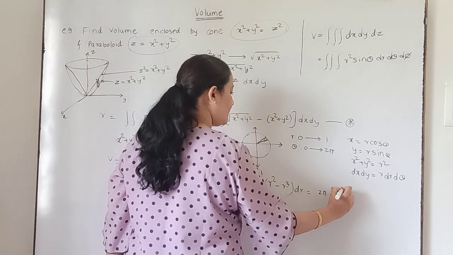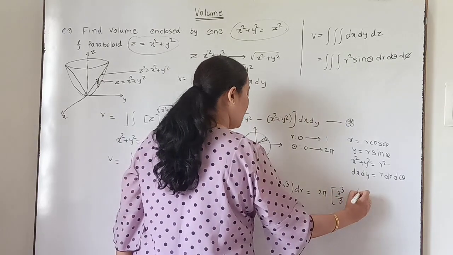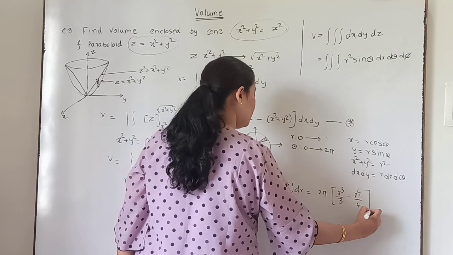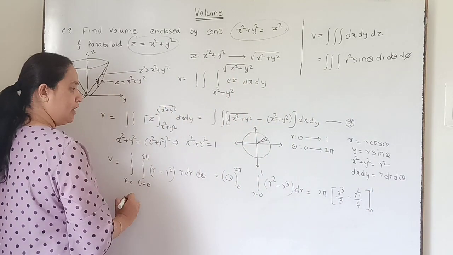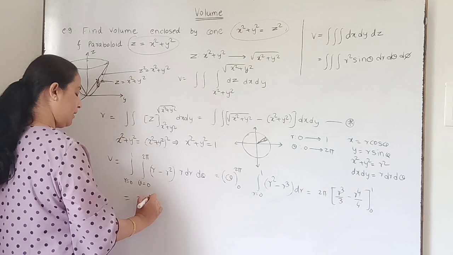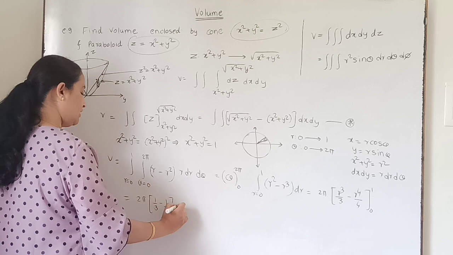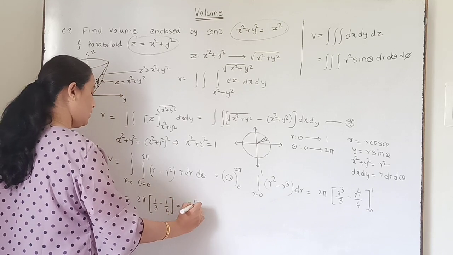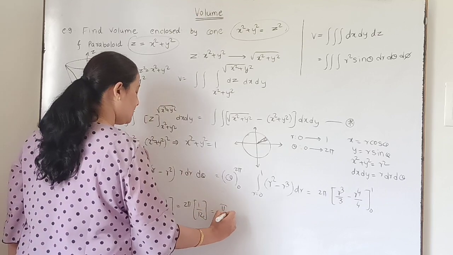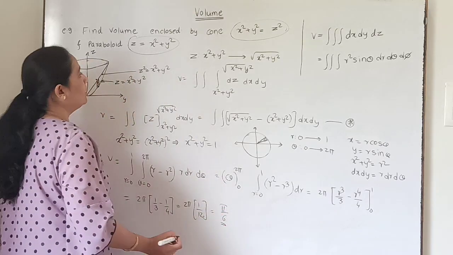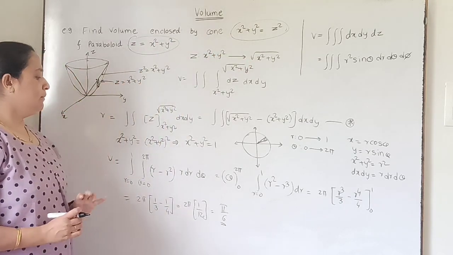Integral of r square is r cube upon 3 minus integral of r cube is r raised to 4 upon 4, limits from 0 to 1. If we apply limits for this bracket, you will get 2 pi in bracket 1 by 3 minus 1 by 4. 1 by 3 minus 1 by 4 is 1 by 12. And that is nothing but pi by 6, which is the volume of the surface enclosed by the cone and the paraboloid.